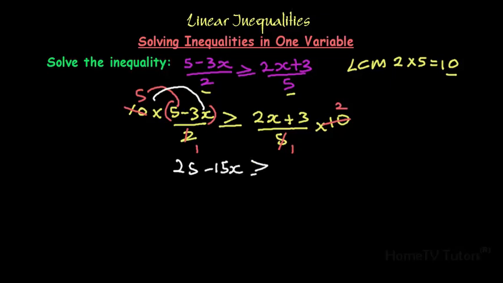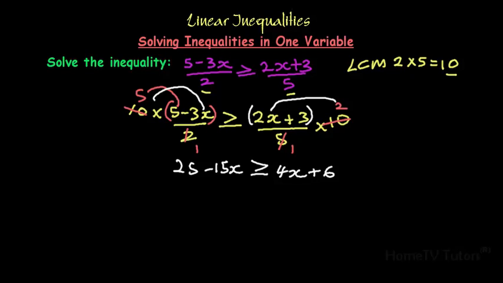You bring down the inequality sign. You do the same thing on the right hand side. 2 times 2x will give us 4x. Okay, 2 times plus 3 will give us 6. Alright, so now we collect the like terms.